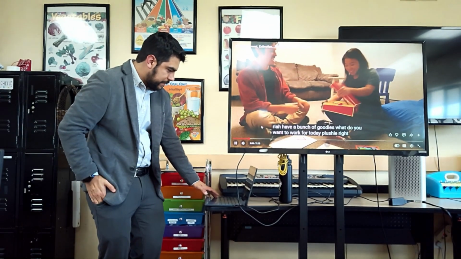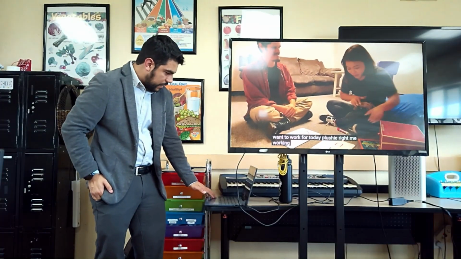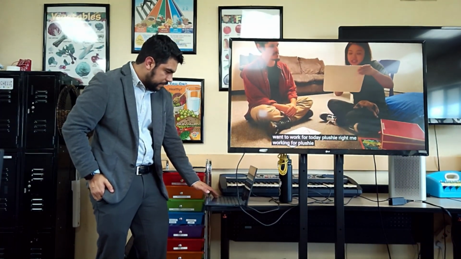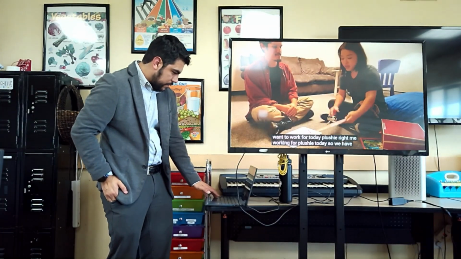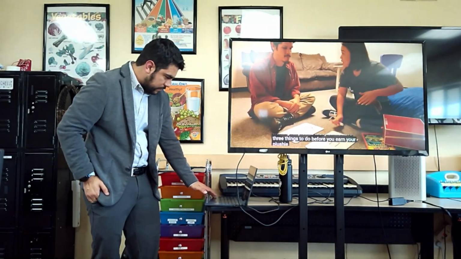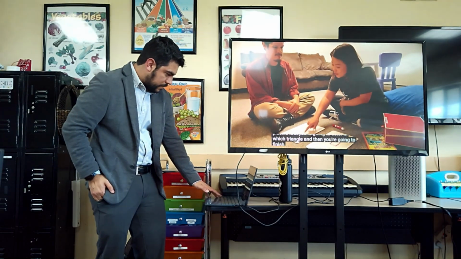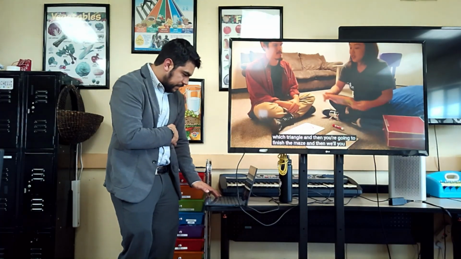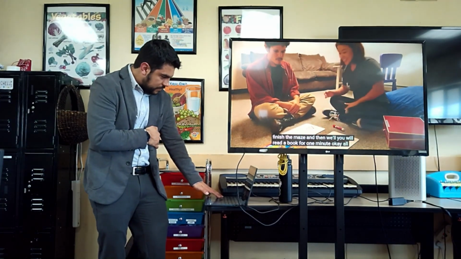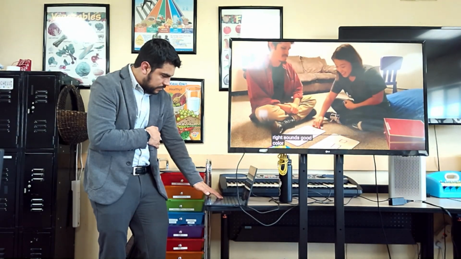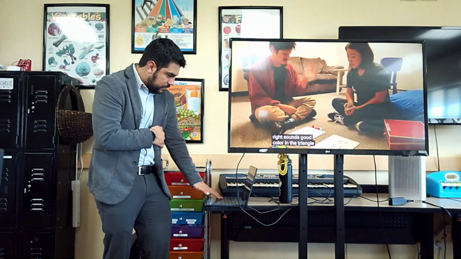Plushie! You like the plushie? All right. We are working for plushie today. So we have 3 things to do before you earn your plushie. First, you're going to color in the triangle, and then you're going to finish the maze, and then you will read a book for 1 minute. Okay. All right, sounds good. Color in the triangle.